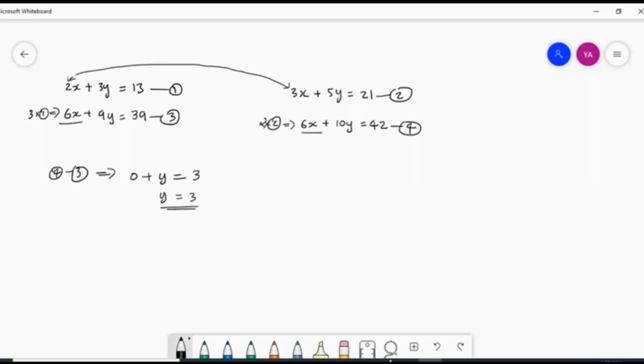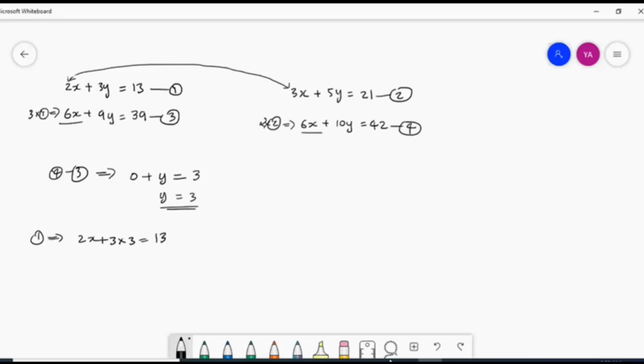Substitute this y value in one of the equations. Better you put in equation number 1. Now equation 1 will become what? 2x plus 3 times 3. Y is 3, right? It's equal to 13. The equation number 1 will become like this if you put y is equal to 3.